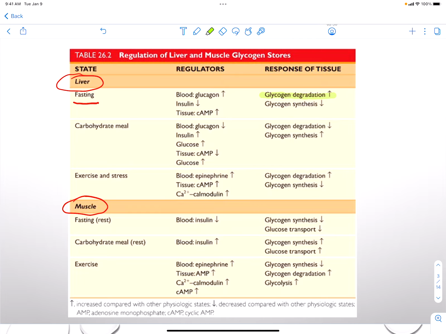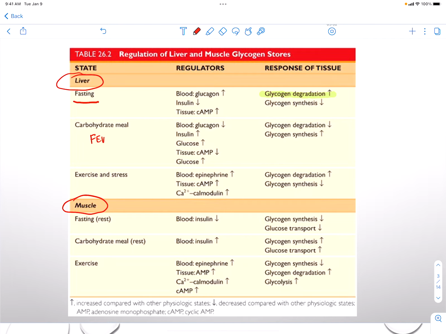After the carbohydrate meal in the fed state, of course, it's going to be reverse. This time your glycogen synthesis is turned on, your glycogen degradation is turned off. Insulin is going to be driving this primarily. In the case of glycogen degradation, it's primarily going to be glucagon. And then when you have exercise or stress, epinephrine is going to cause the degradation of glycogen and a decrease of glycogen synthesis. Also, calcium calmodulin can have the same effect.